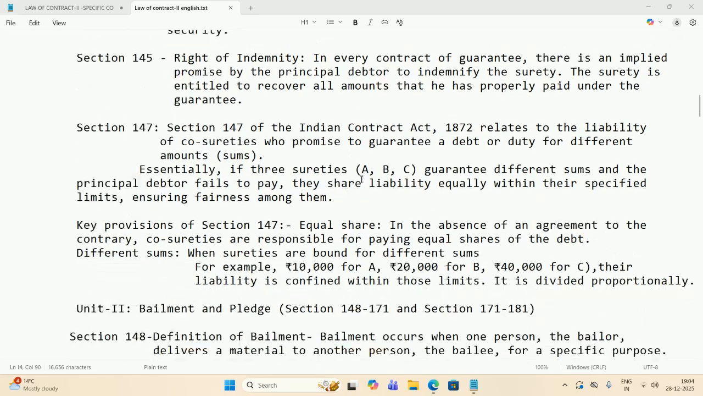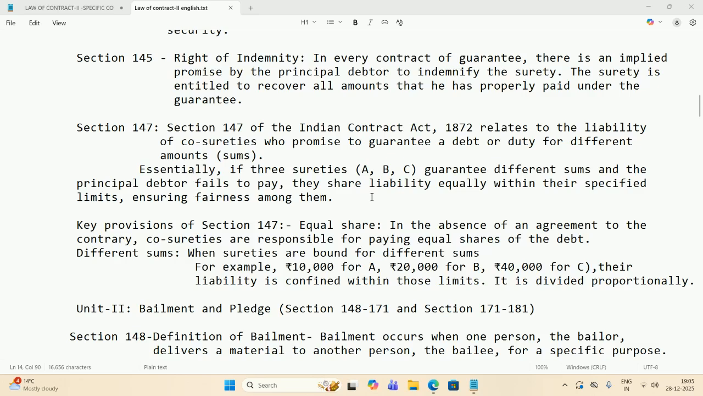Section 147. Section 147 of the Indian Contract Act 1872 relates to the liability of co-sureties. Suppose there are different sureties for one debt who promise to guarantee a debt or duty for different amounts. Essentially, if there are three sureties A, B, C, guaranteeing different sums, and the principal debtor fails to pay the loan, they share liability equally within their specified limits, ensuring fairness among them.